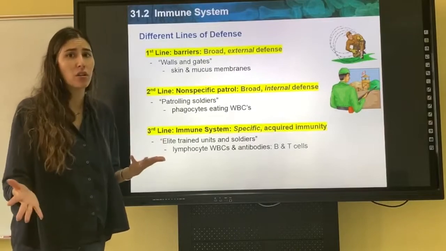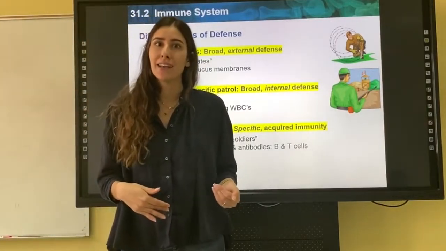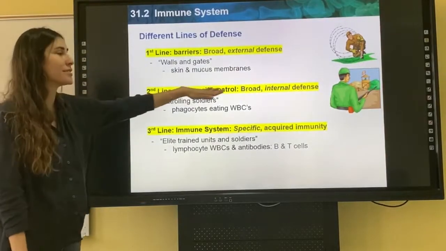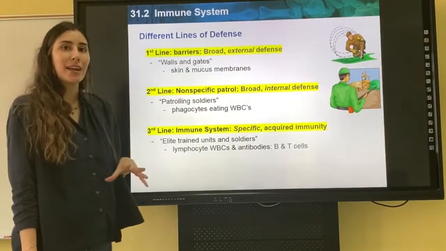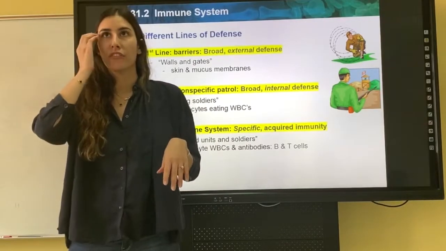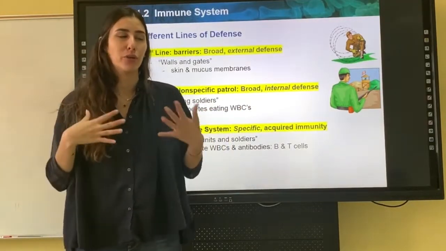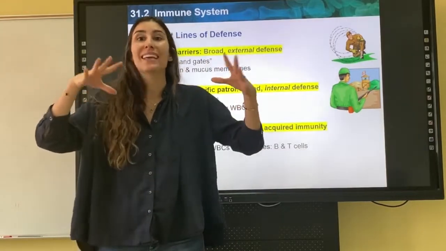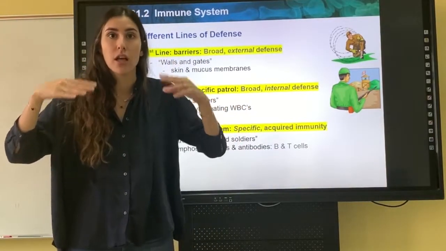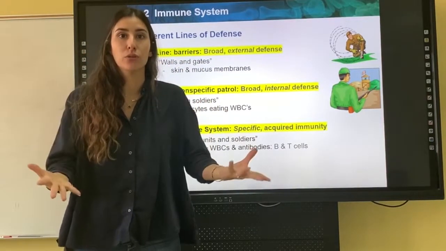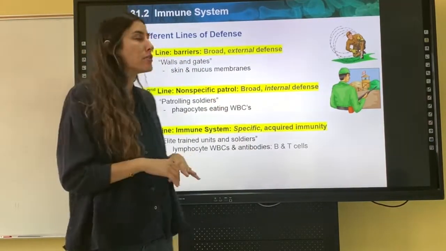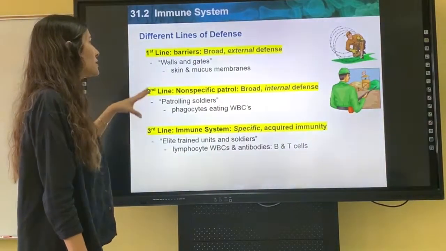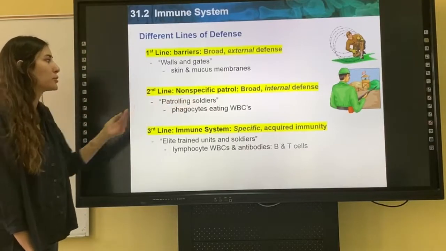Let's assume that the walls were not strong enough and the enemy has entered past these walls or past the gate, then we enter into the second line of defense. During the second line of defense, you can think of it as those soldiers that don't really have a specific job. They're just there in case someone enters beyond the walls that you're trying to protect, to fend them off, okay? So the second line of defense is like a non-specific patrol.